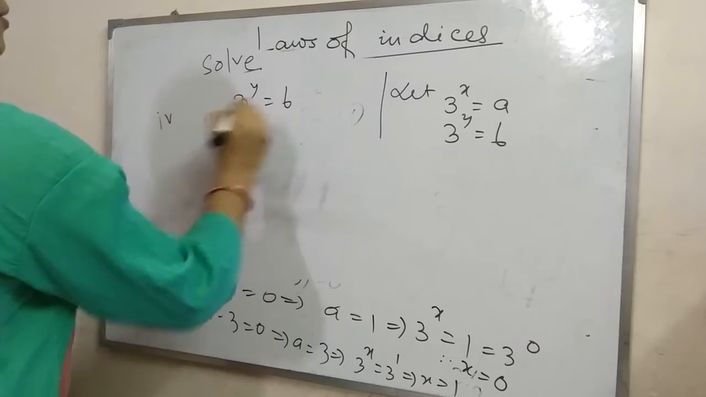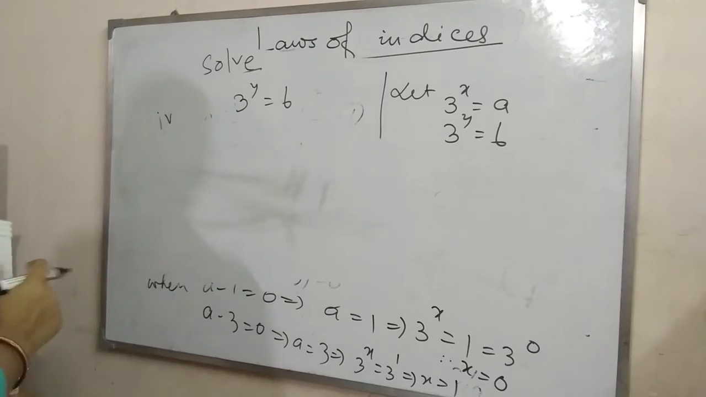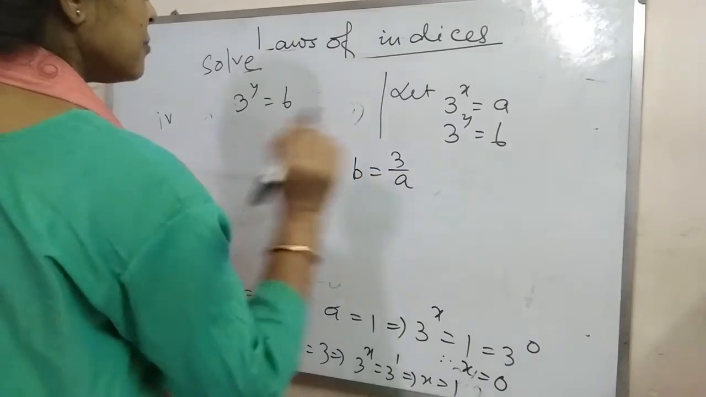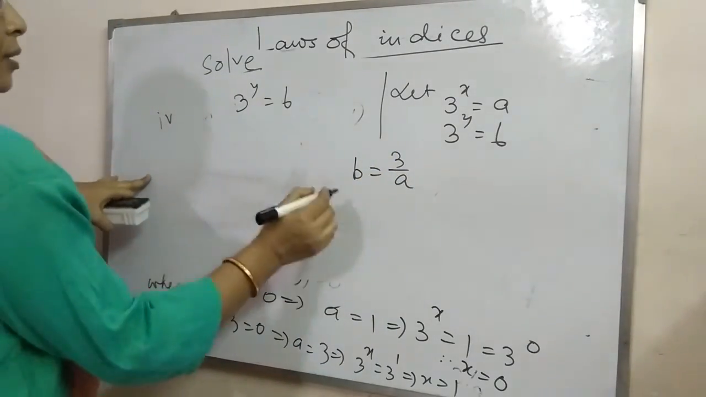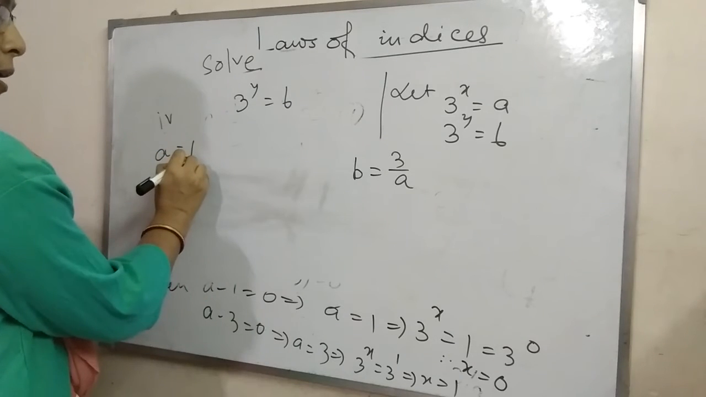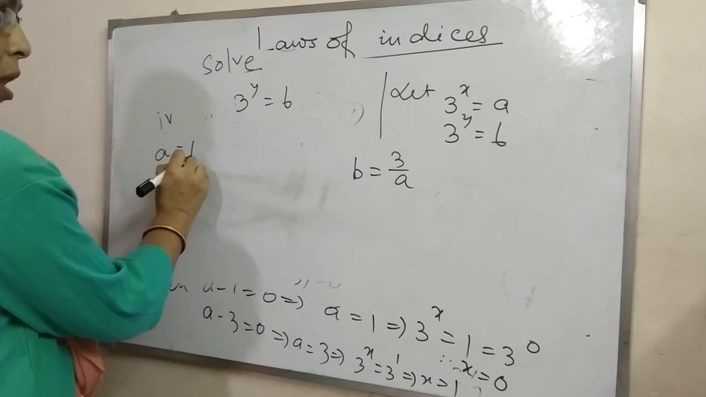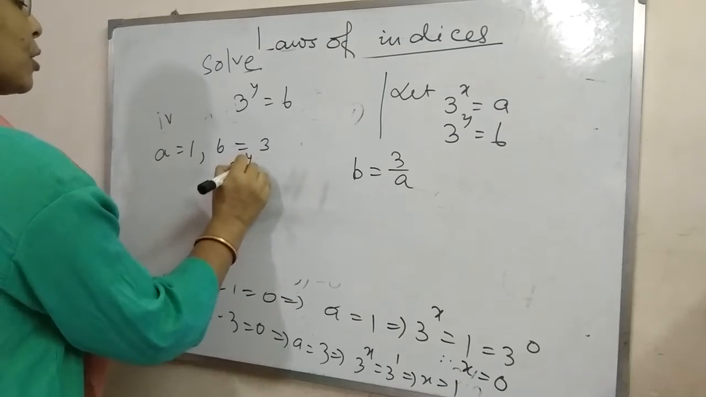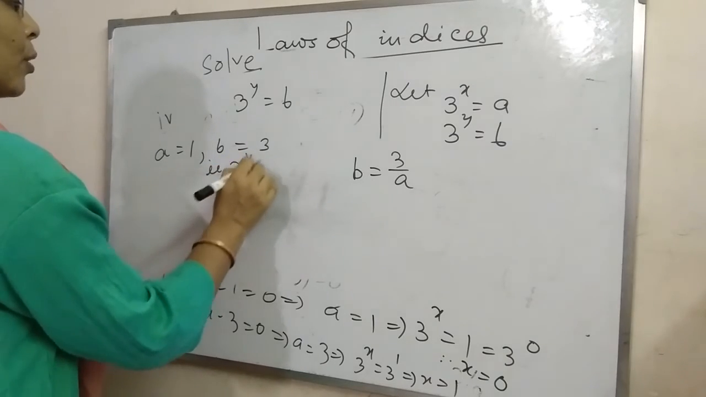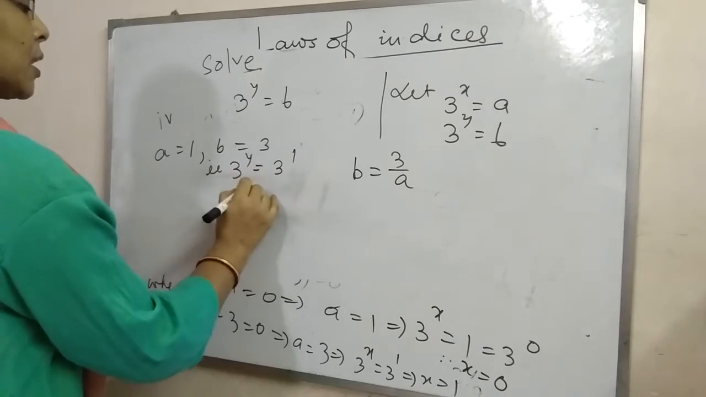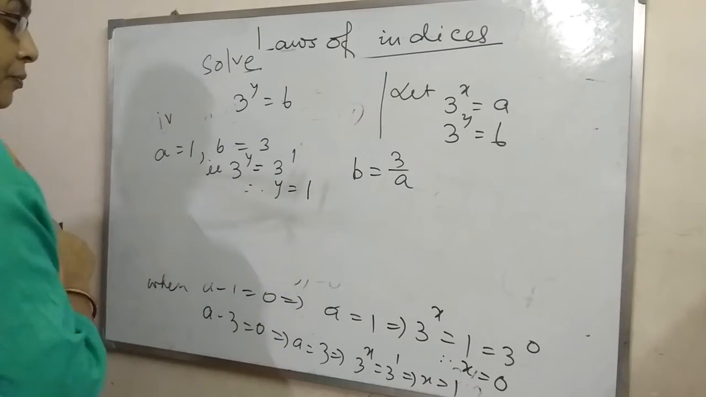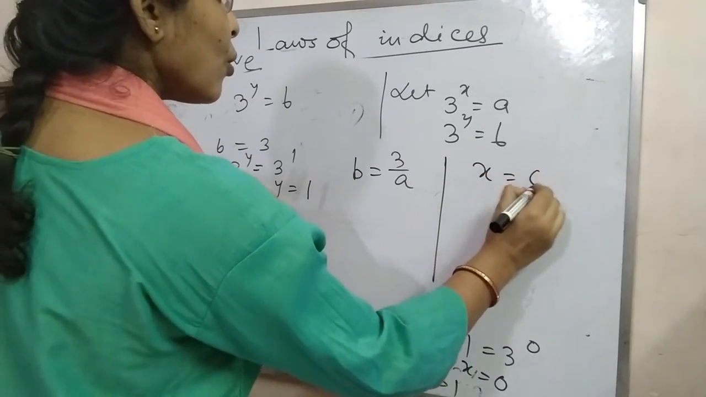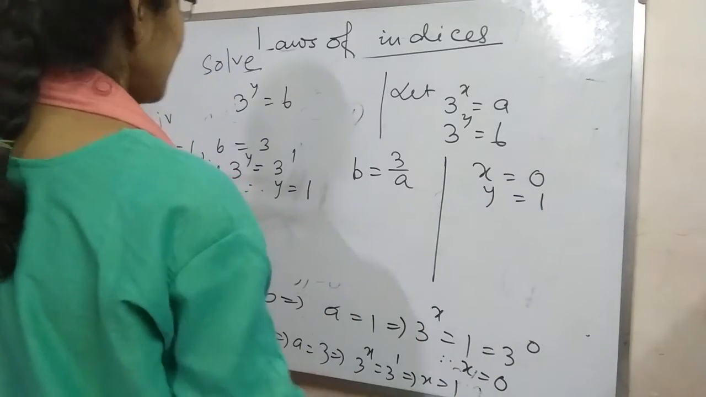I know 3 to the power y equal to b, and I also know b equal to 3 by a. When a equal to 1, then b equal to 3, that is 3 to the power y equal to 3, that is y equal to 1. When a equal to 1, then x equal to 0. When x equal to 0, then y equal to 1.